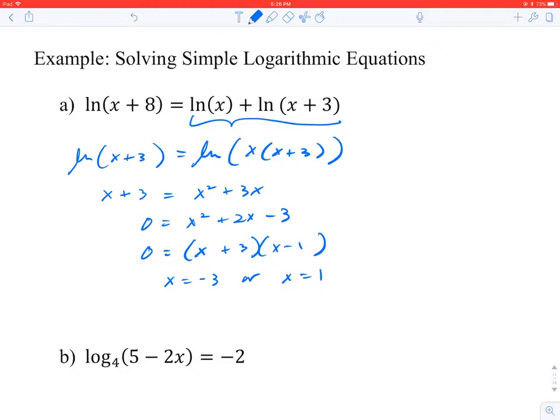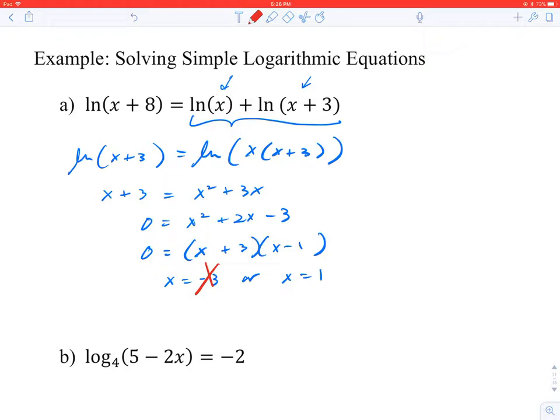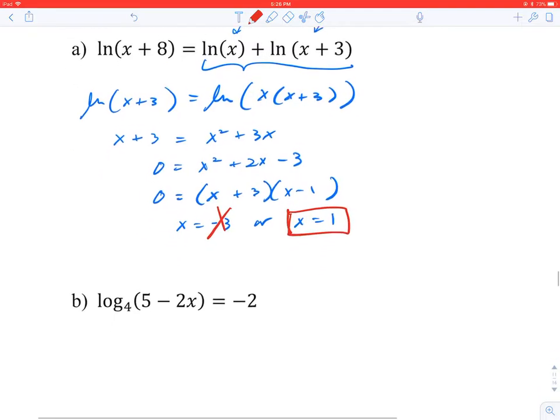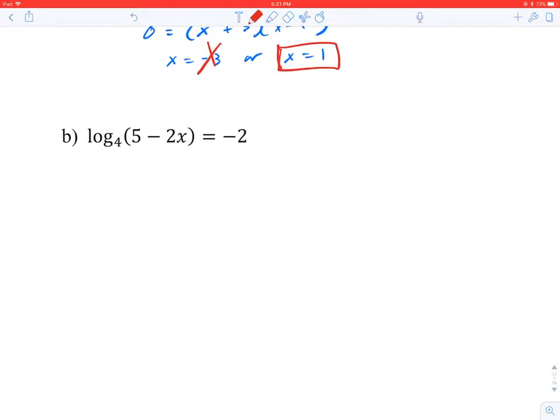So if we substitute negative 3 in for x up here, we're going to run into an issue here and here, right? We can't take the natural log of negative 3 and we can't take the natural log of 0. So negative 3 is actually an extraneous solution. We cannot include it as part of our solution set. But 1 will work. So 1 ends up being our only solution. So if you're solving a logarithmic equation, make sure you are checking your solutions.